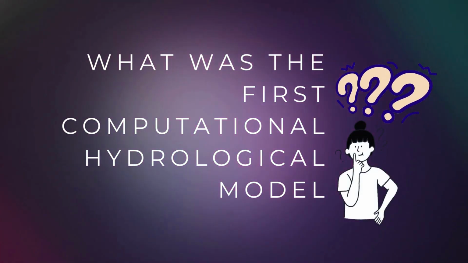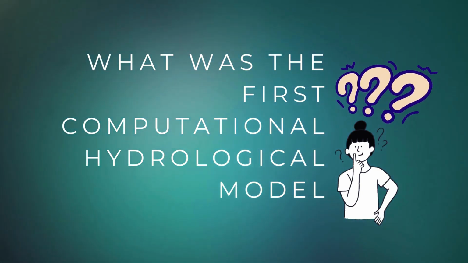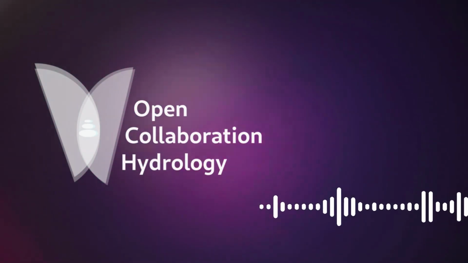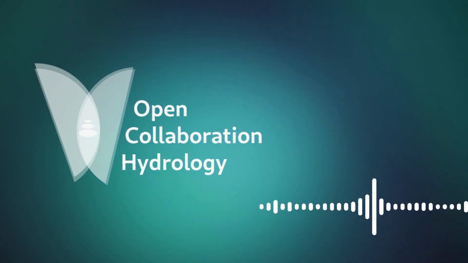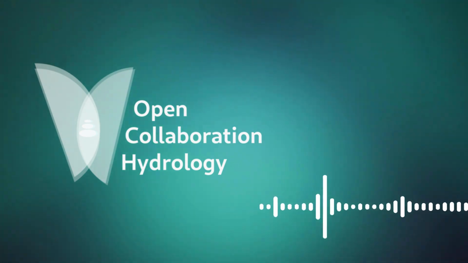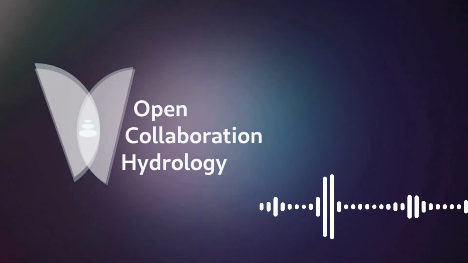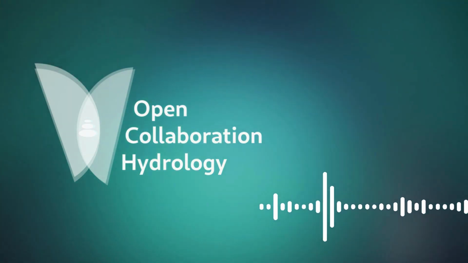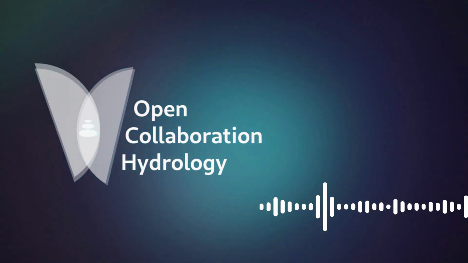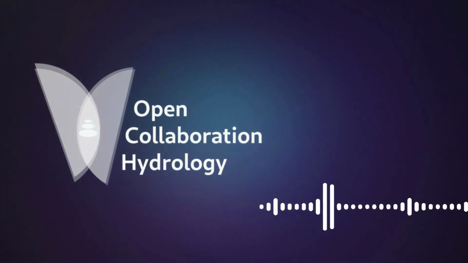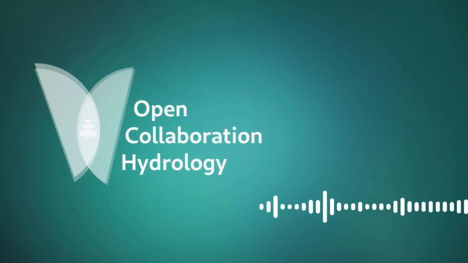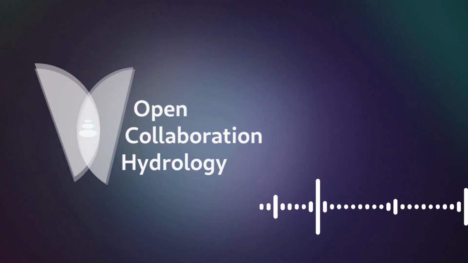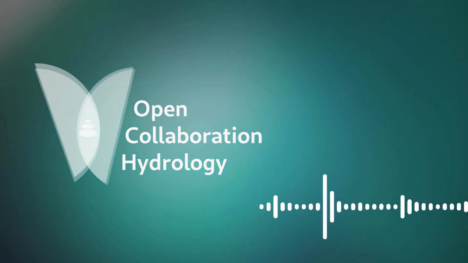Today, in Open Collaboration Hydrology, what was the first computational hydrological model? Computational models are tools that nowadays are even more used for making decisions about water. But when did this revolutionary use of models start? What was the first computational hydrological model? Well, I'm no historian, but as many other science fields, hydrology has historical discussions, and defining what is the first computational model is one of them.